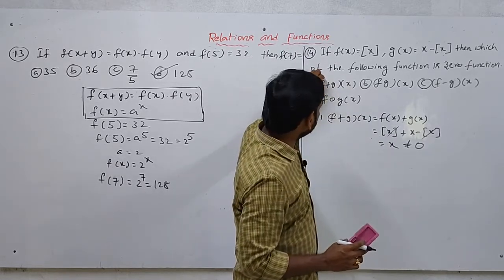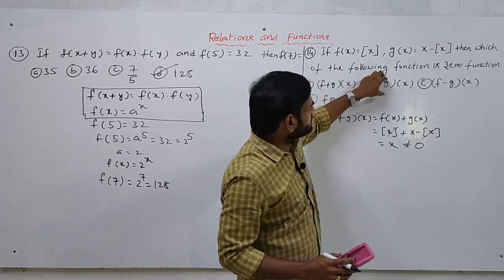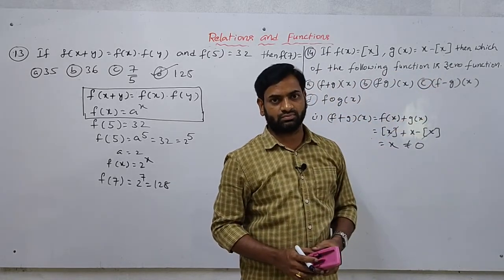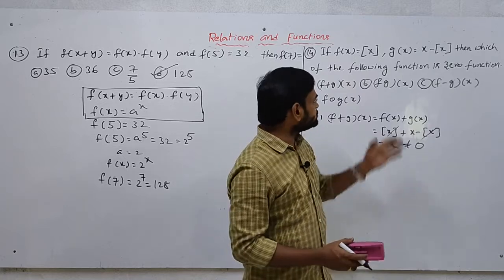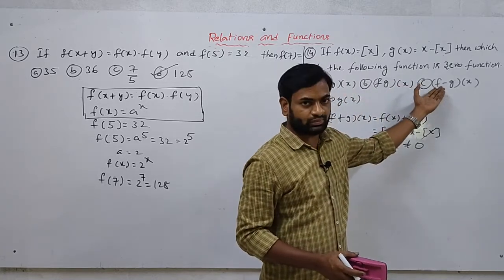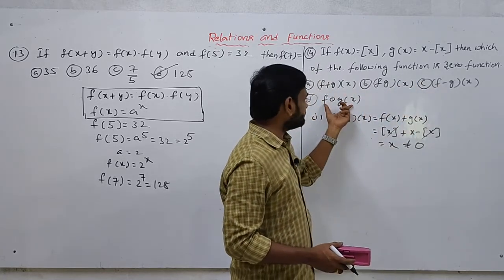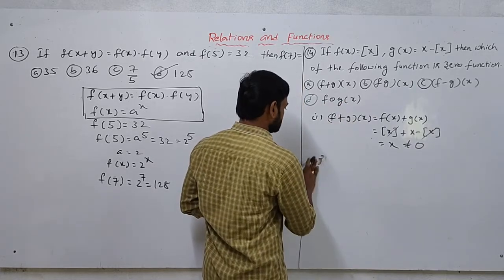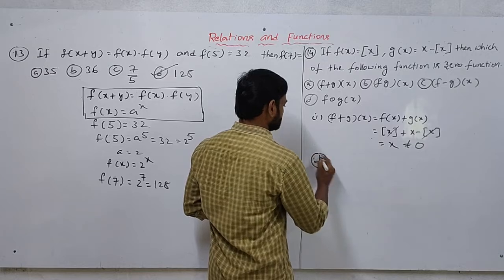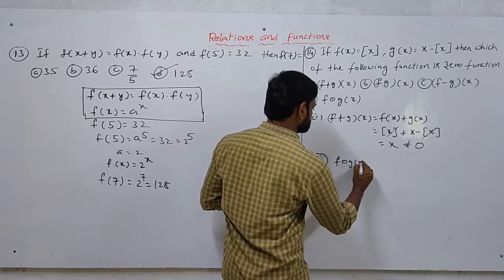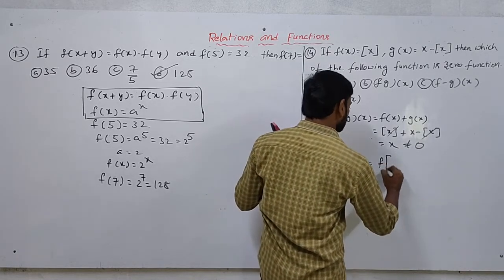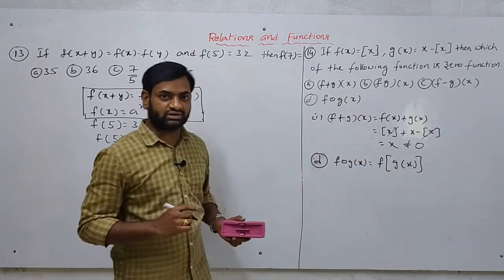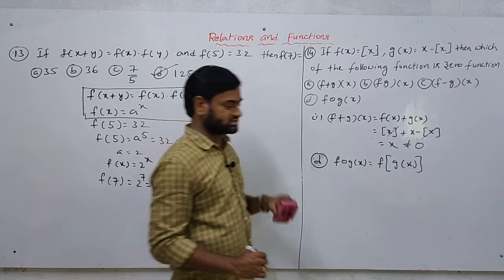If you observe here, f plus g, f into g, f minus g are all in the same format. So that's why I am not checking the next two. Which is different now? f circle g. I am checking that one, so I am checking option D. f circle g of x, that is f of g of x. f circle g of x means f of g of x.